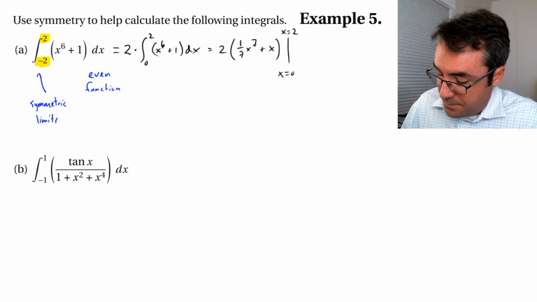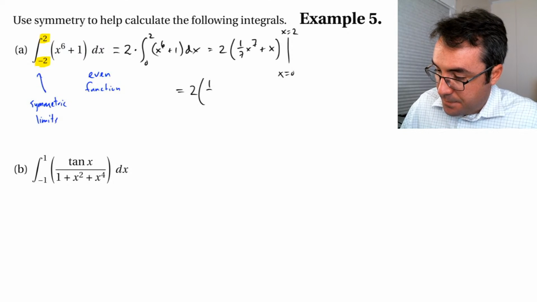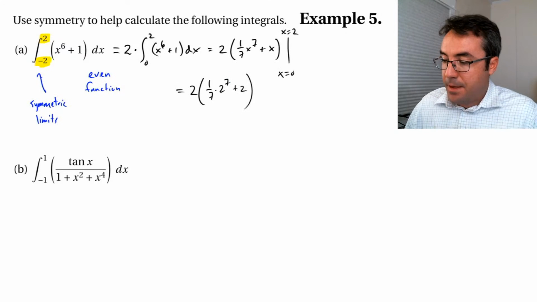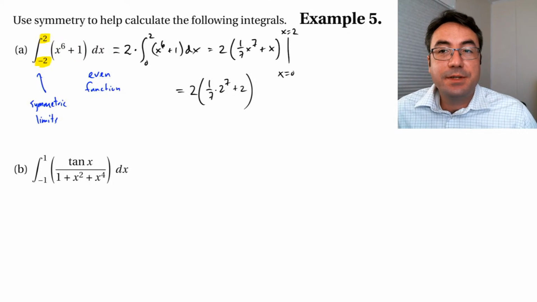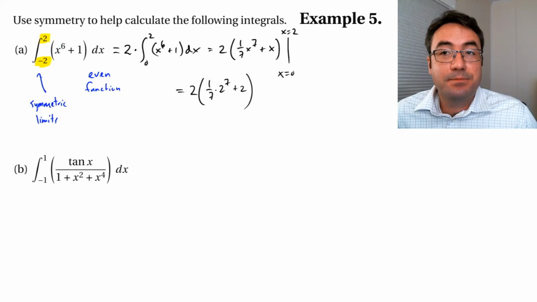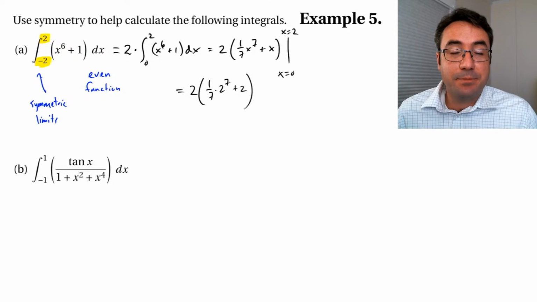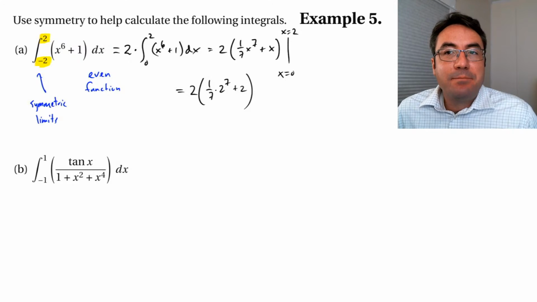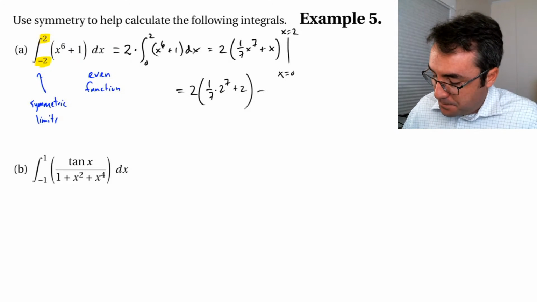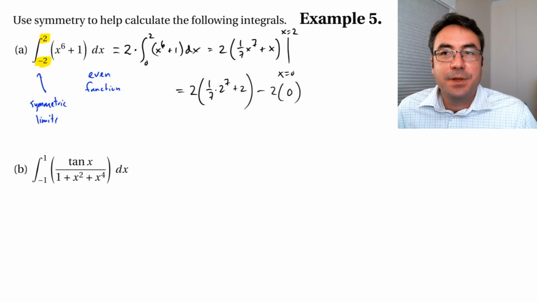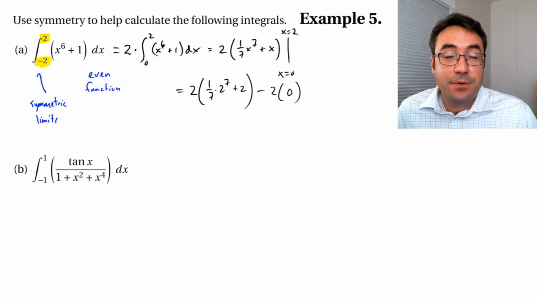Plug in, and we end up with 1 over 7 times 2 to the power 7 plus 2, and then we multiply by that constant 2 in front that we got from doubling it because we had an even function. And then we would plug 0 in, but we don't get any contribution from 0. So we'll still kind of go through the motions here. Say we plugged in 0, but we end up with 0 for that part.